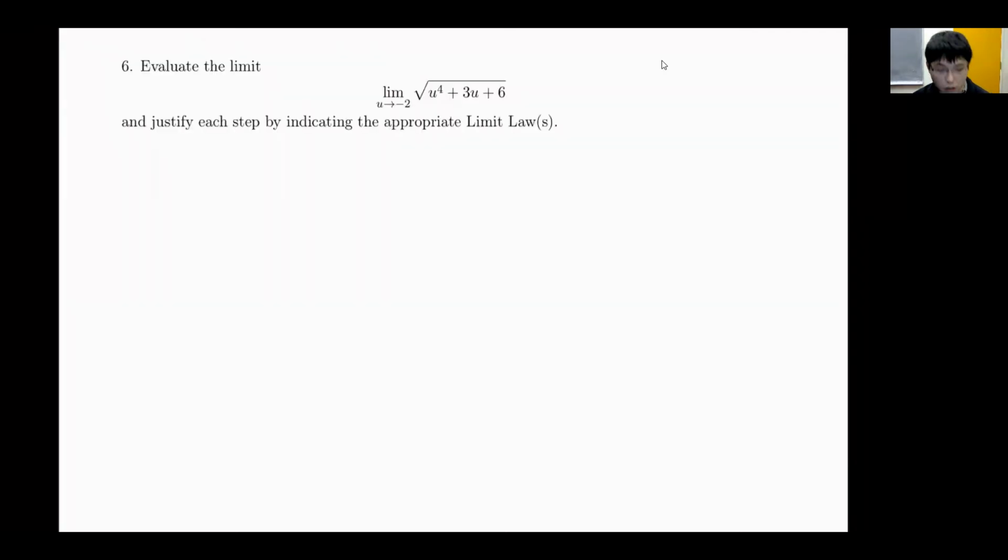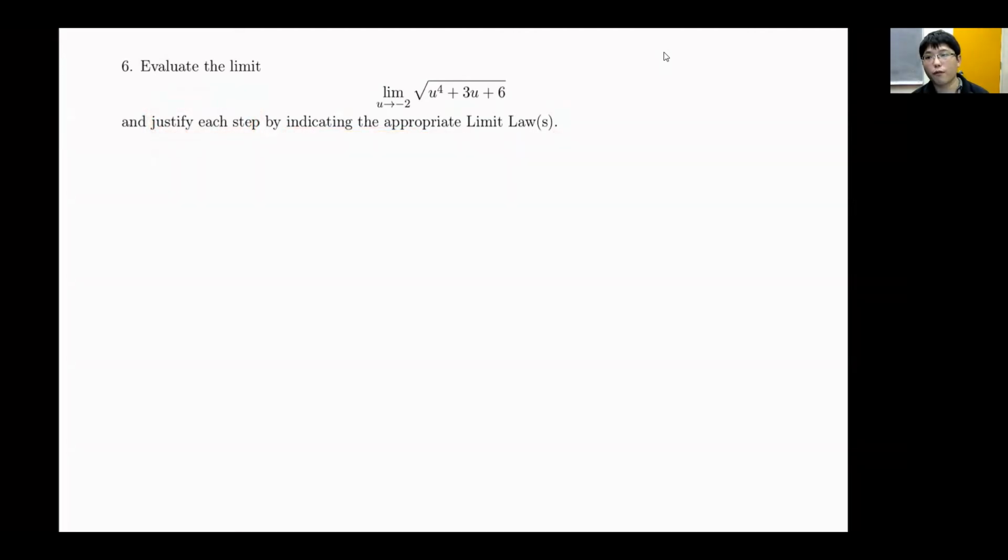Now let's work on number 6. We need to evaluate this limit, and also we need to provide justification for each step by indicating the appropriate limit laws. I don't think this will be a fair problem for the test because to justify each step requires a lot of writing, but in the test we have very limited time, so this problem is highly unlikely to appear in the 1-hour test you will have to do during the semester. But for a final exam, this is completely appropriate. So that's why I still need to mention this.